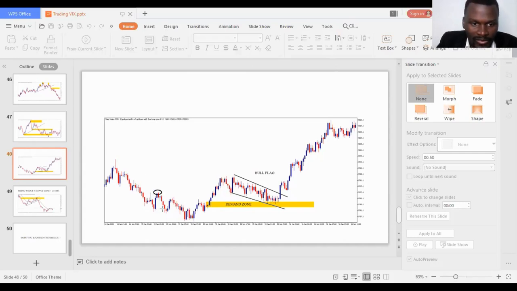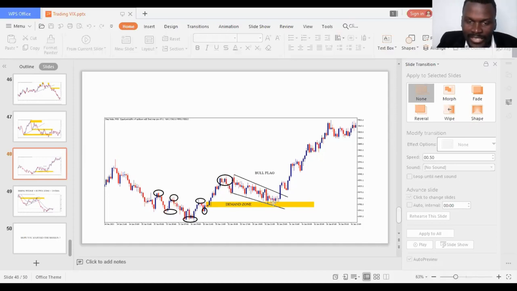there is some structure here, though not that clear. Then what happened next? Price failed to create a new low, started creating higher lows. See, then what happened next? It created a higher high, higher than these, which signifies that price might change direction. See what happened next?